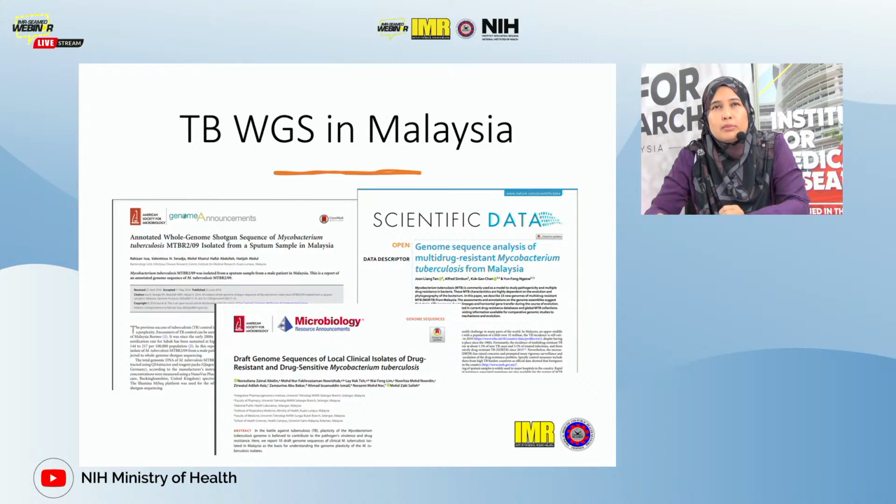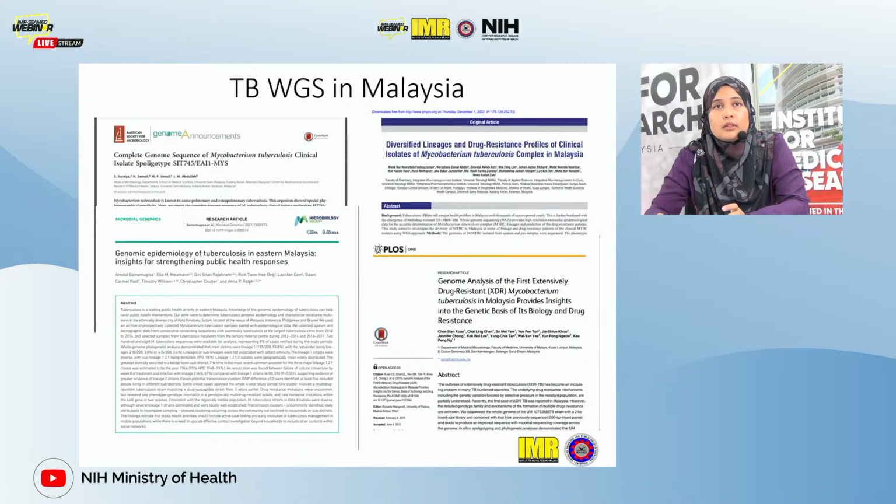Okay, what about TB whole genome sequencing in Malaysia? Relatively, you cannot find a lot of publications, but we have several good publications, mostly from the universities, and they characterize drug-resistant and drug-susceptible TB. They use whole genome sequencing to study the genomic epidemiology of tuberculosis in Malaysia and to compare the diverse lineages and also drug-resistant populations. We also have a characterization of the rare, extensively drug-resistant Mycobacterium tuberculosis in Malaysia.